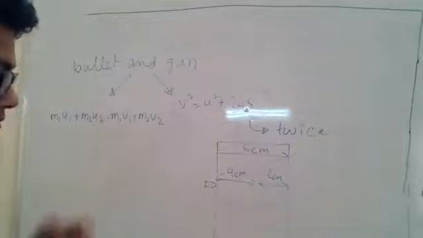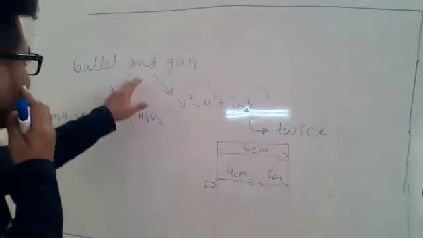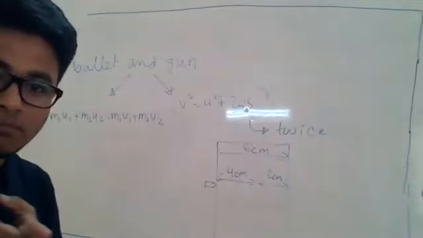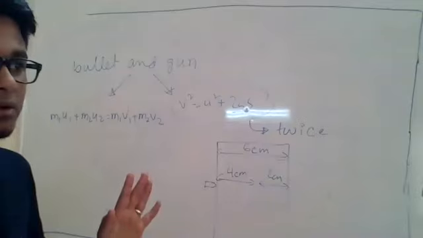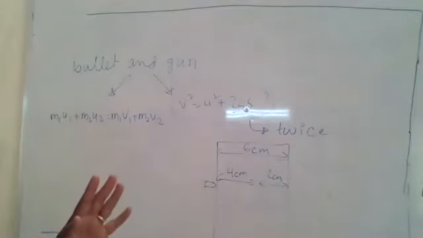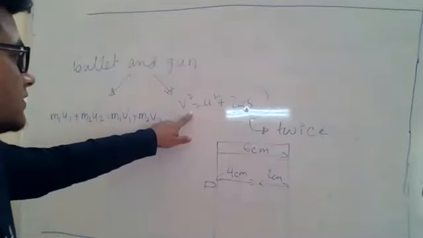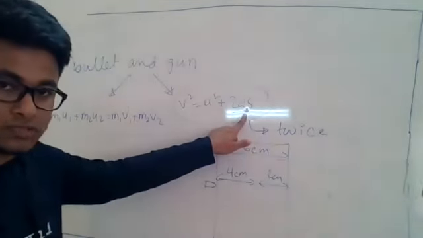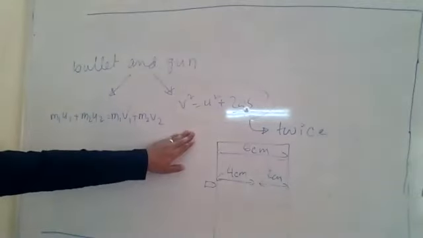Now if I explain the problem, here we are not talking about time and you don't have to find out the time also, so there is nothing about time. So when a situation like this arises, we will use this equation, v square is equal to u square plus 2as, because it doesn't involve time.